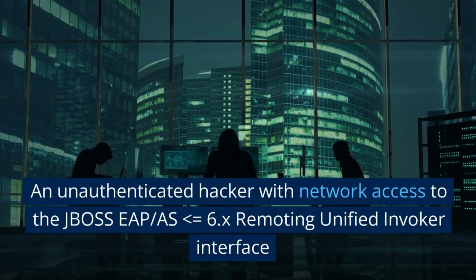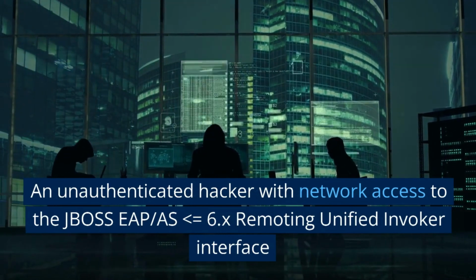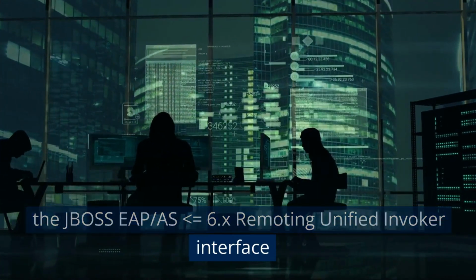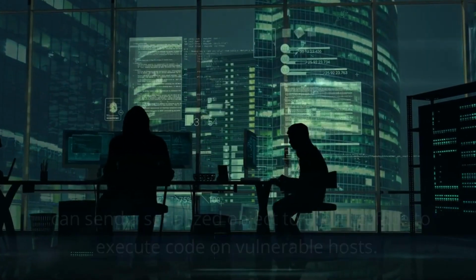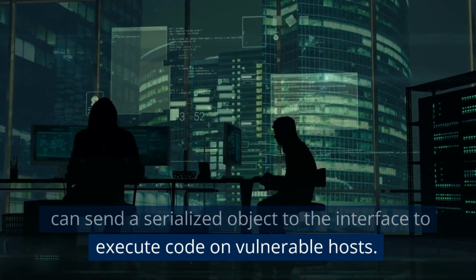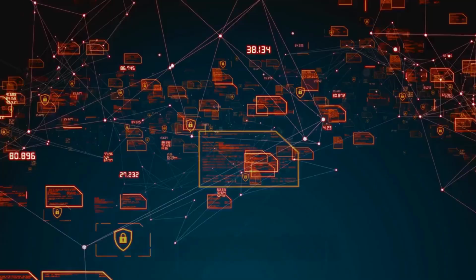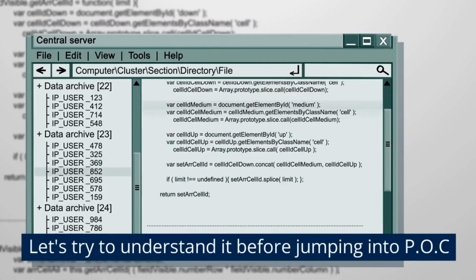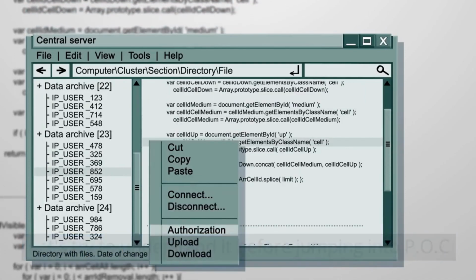An unauthenticated hacker with network access to the JBoss EAP/AS less than or equal to 6.x Remoting Unified Invoker interface can send a serialized object to the interface to execute code on vulnerable hosts. What is JBoss Remoting? Let's try to understand it before jumping into the POC.